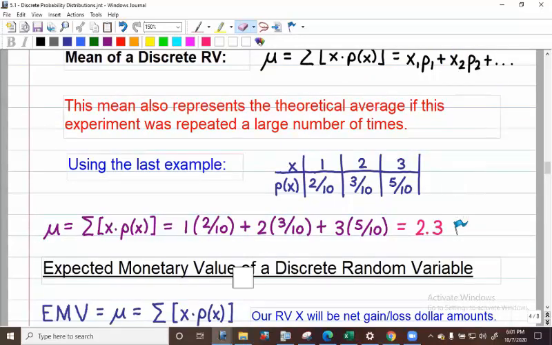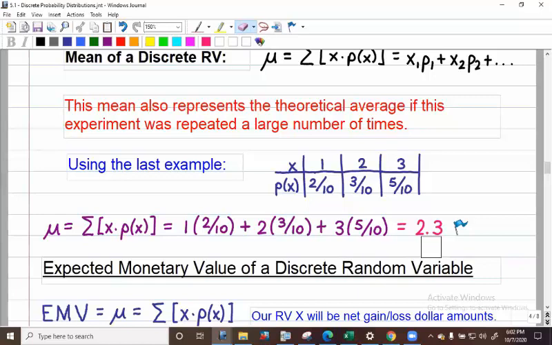So for this one, you take 1 times 2 over 10, plus 2 times 3 over 10, plus 3 times 5 over 10, which is 2.3, which is just the average of the 10 numbers on the balls also. But what I was talking about is how the law of large numbers kind of works with all this.